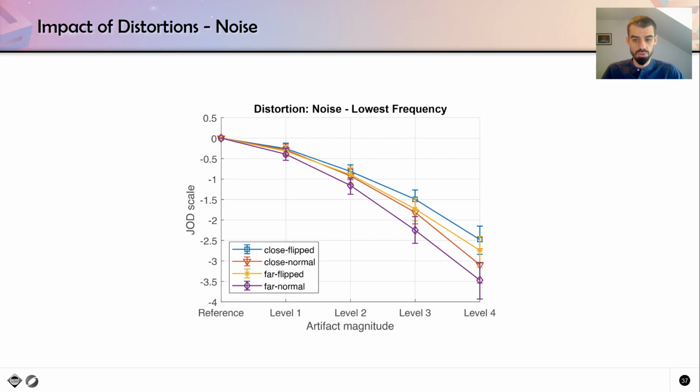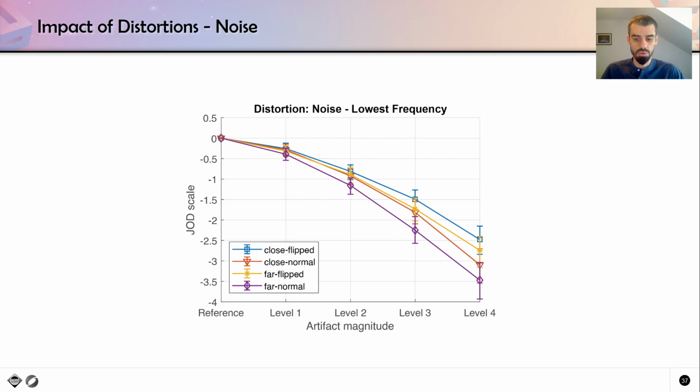The 4 different viewing conditions I mentioned before are depicted with 4 different colored lines, where the blue one represents big flipped heads, red one big normally oriented heads, yellow the small flipped ones, and purple small normally oriented heads. The x-axis in the plot represents amplitude of noise, and the y-axis represents the GOD scale. The lower the GOD value, the worse the quality of the mesh.